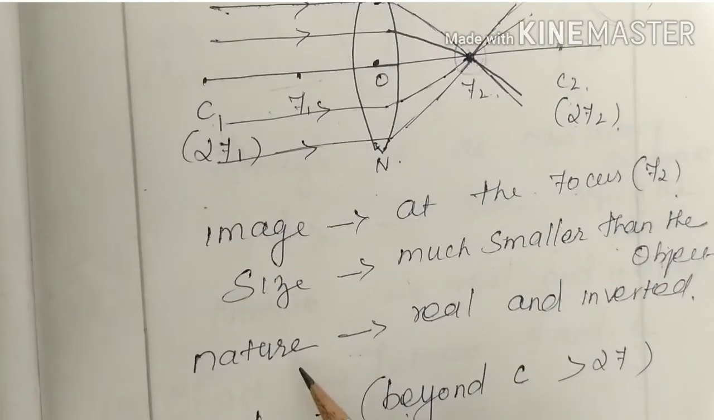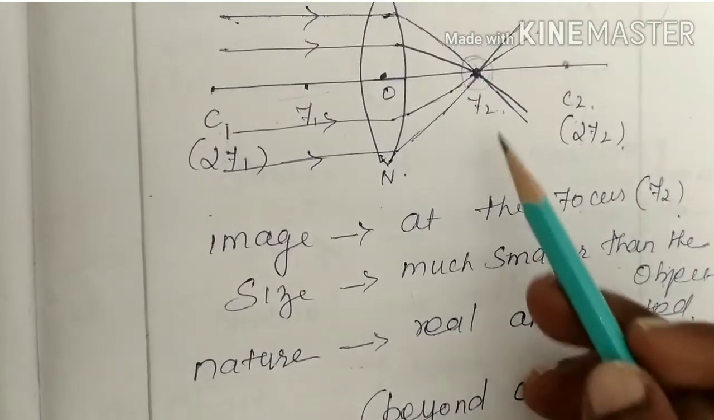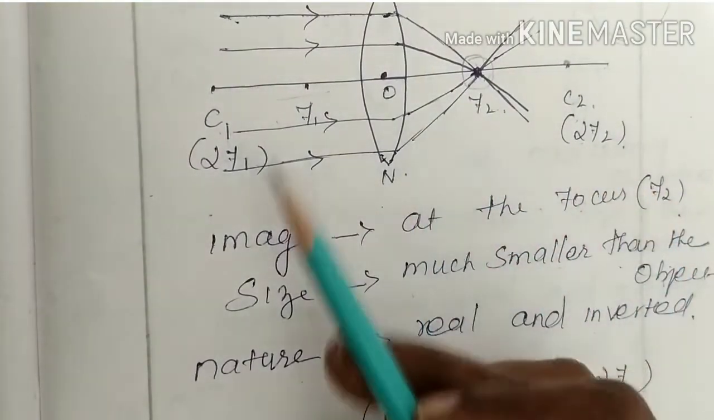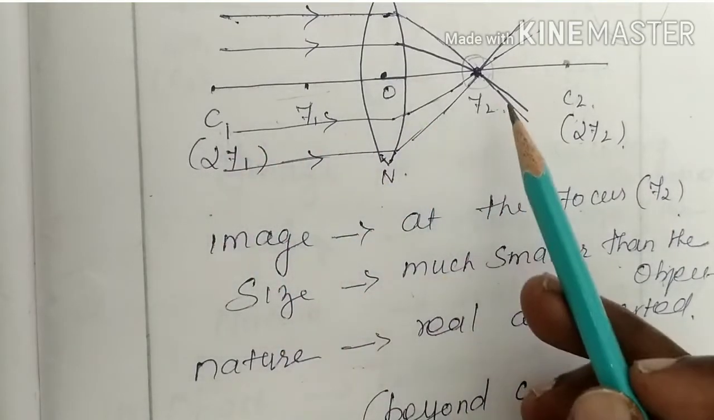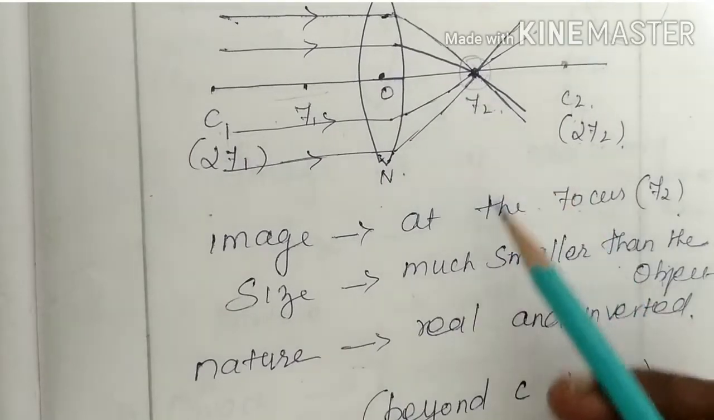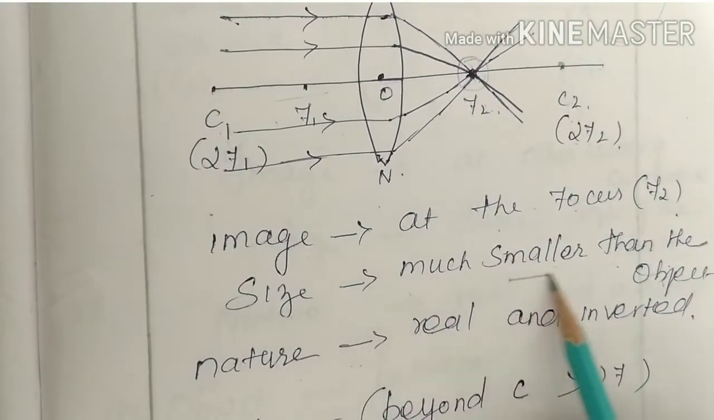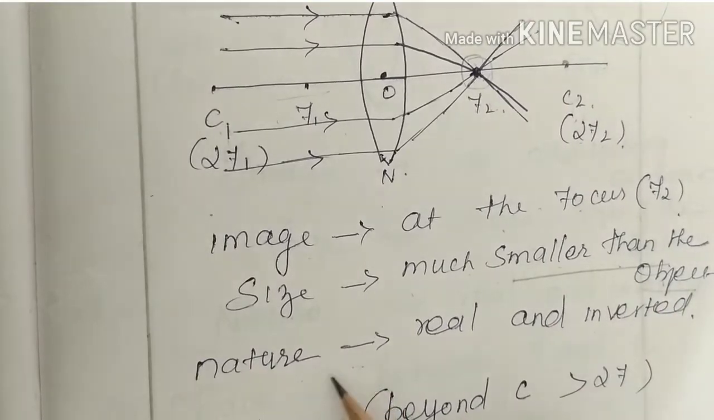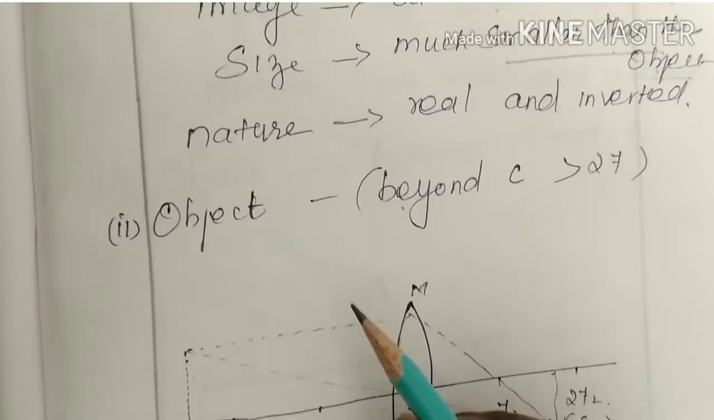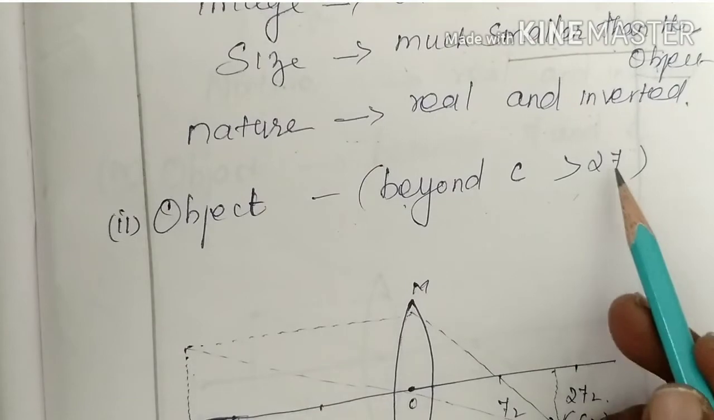Then what about the nature? Nature is real and inverted image. The image is a real image and it is an inverted image. If you are focusing on a tree, we can get the inverted image of the tree here. So the image is formed at the focus and the size is much smaller than the object. And what about the nature? Real and inverted.